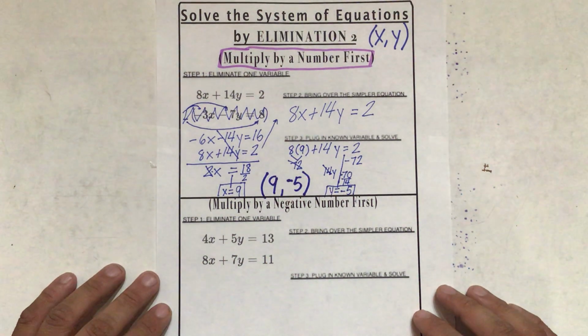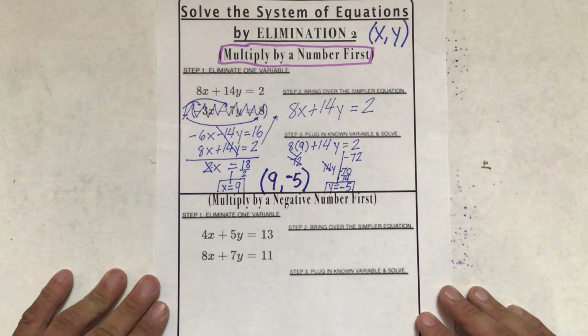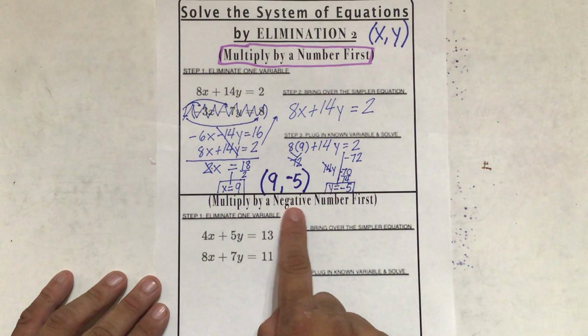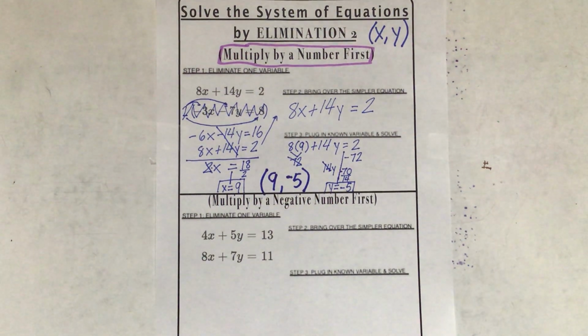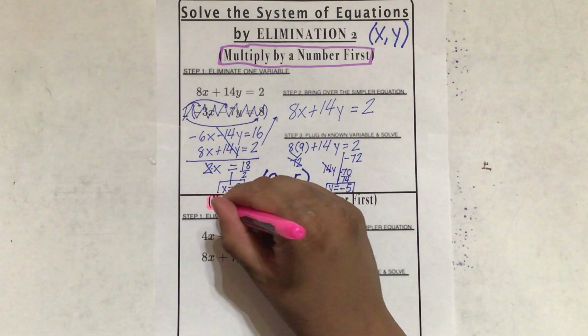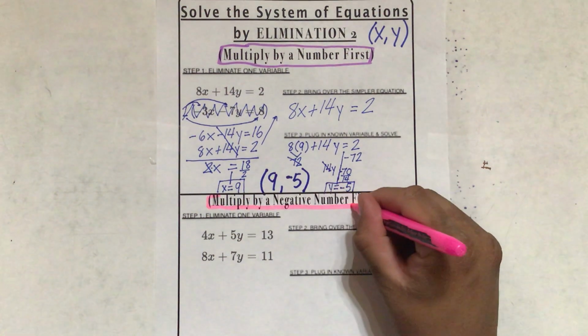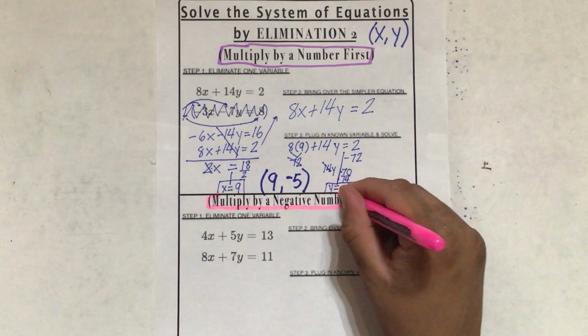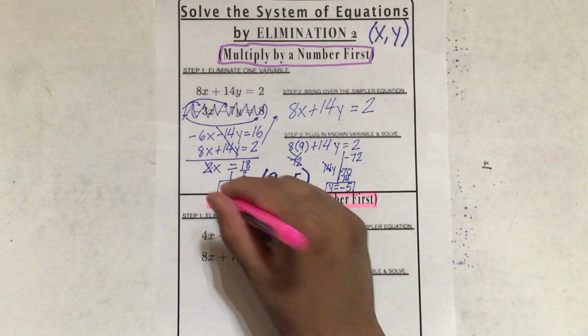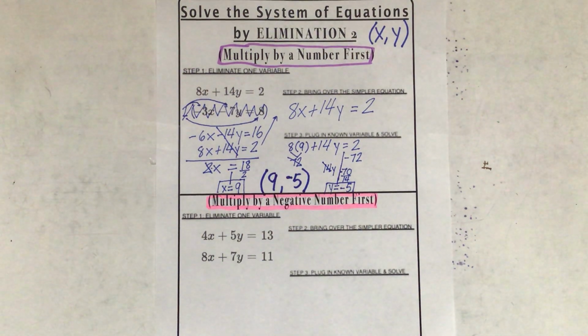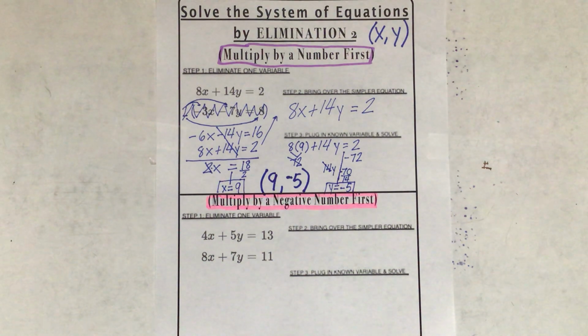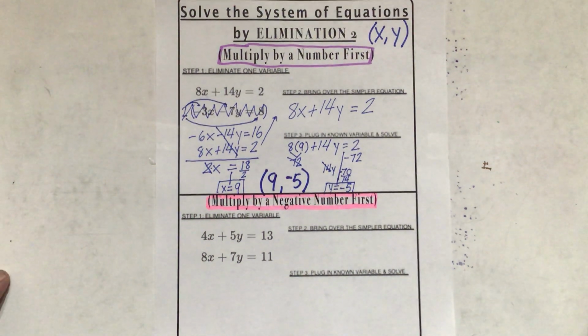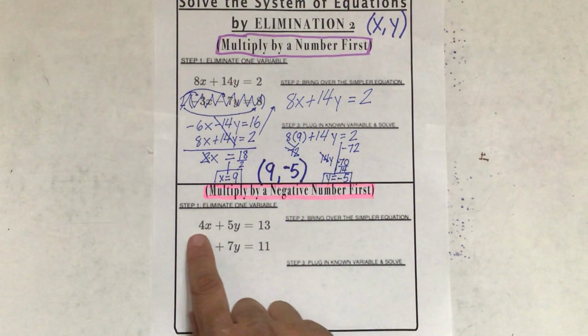Now this second example, we also have to multiply first, but we have to multiply by a negative number. So let me highlight this. Multiply by a negative number first. I have to multiply by a negative number first. Now, let's look at the equations.